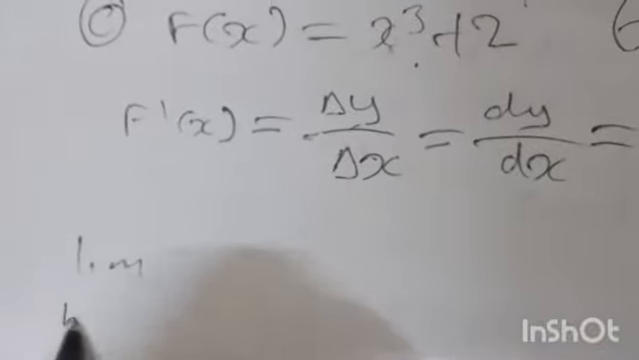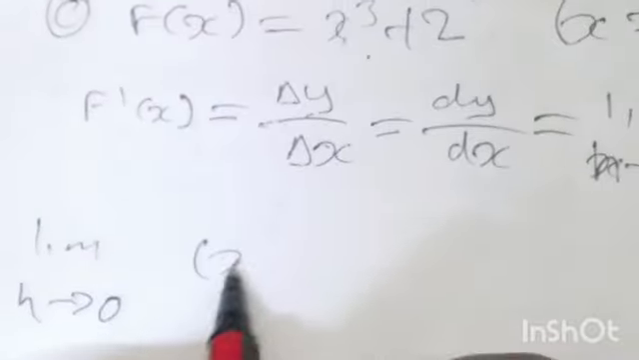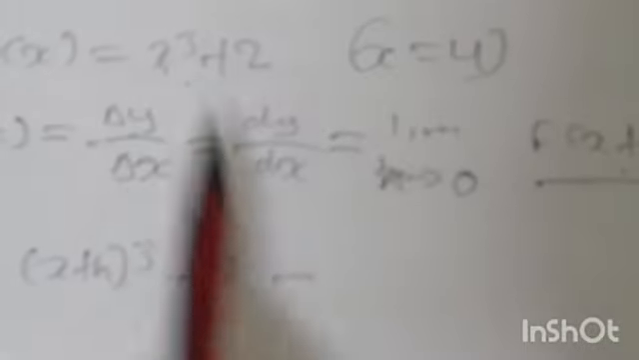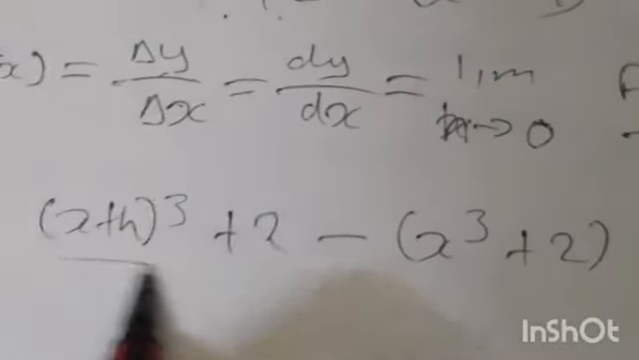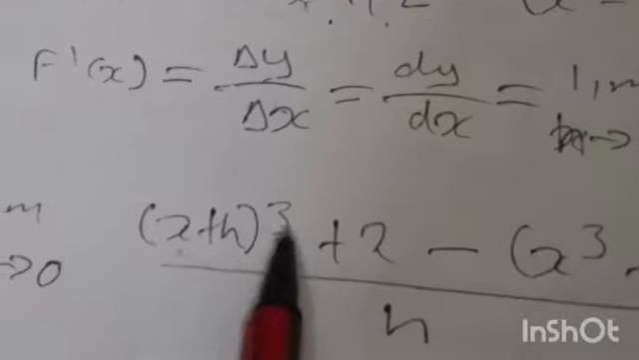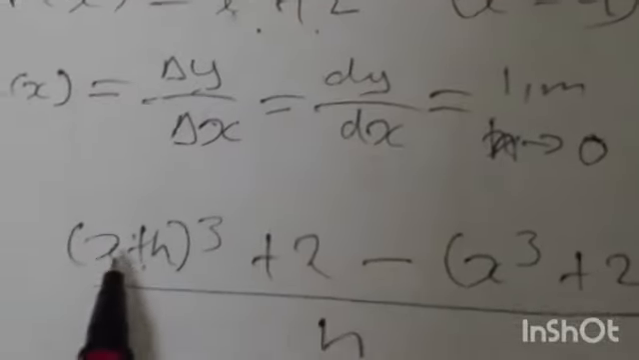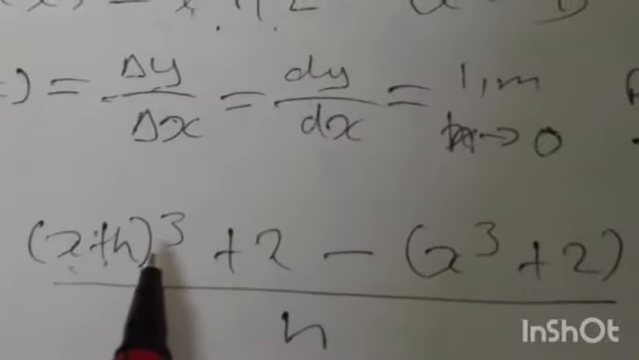Limit as h approaches 0 of, where there is x cubed, you say x plus h cubed plus 2, minus f of x, which is this entire function. So what is f of x, we replace this entire function. We have x cubed plus 2, over h. So now you have to expand this function. You have a number of ways you can expand this, and if you want, you can go back to semester 1 where you can use binomial expansion.